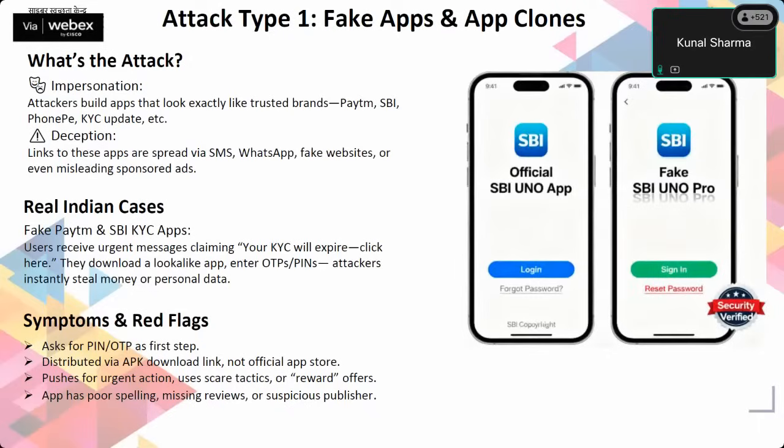So what we should do to stay away from these is watch for the red flags. What are the red flags? Don't share your pins and OTPs with anyone. Download apps only from the Play Store or genuine, official stores, and not through an APK download link. If there is a sense of urgency created by someone, telling you to download it as fast as possible, you should think that there is something fishy, so you don't fall for it. Also, such apps have poor spellings, missing reviews, or suspicious publishers. So you need to monitor all these to stay away from fake apps.